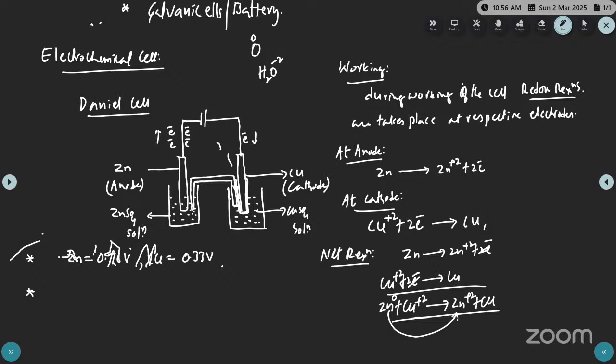See here, what is the oxidation state of copper here? +2. And after the reaction, that copper oxidation state is 0. And here the oxidation number increases or decreases? Decreases. If the oxidation number decreases, what is the reaction? Reduction reaction. Reduction reaction takes place always at the cathode. So that copper is used as cathode.